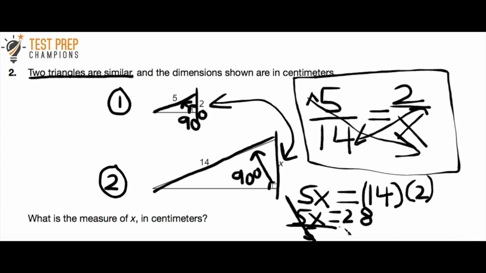But whatever you do to one side of an equation, you also have to do it to the other side of the equation as well. So we have 28 divided by 5 now, and that's equal to 5.6. So we can rewrite this now as x is equal to 5.6 centimeters. So cm for centimeters. So that is our answer.